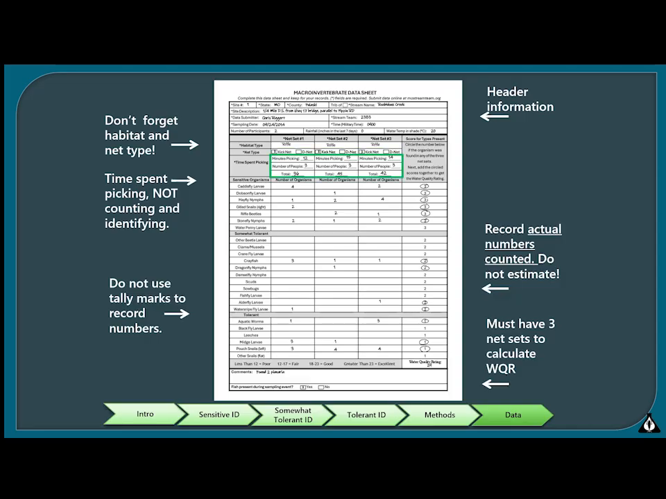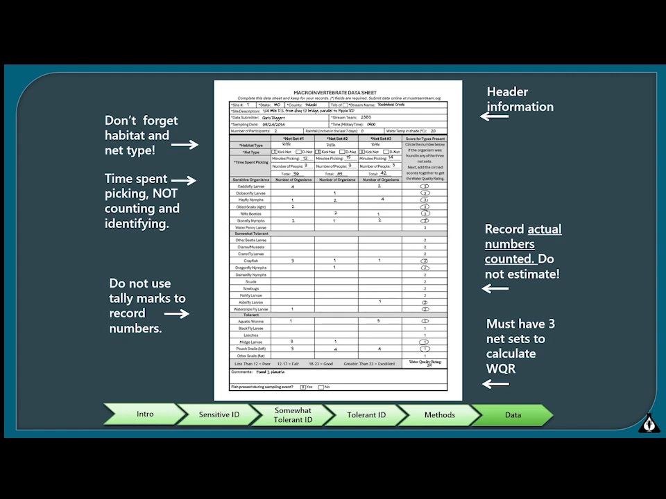The amount of time spent picking invertebrates off the net is recorded, but we do not record the amount of time identifying. We also record the number of people that help pick the net. For each invertebrate taxa, record the number for the respective net set. This needs to be a number, not a check for presence and absence.